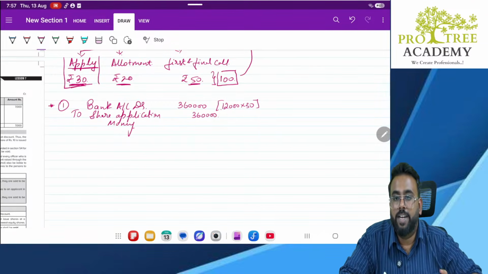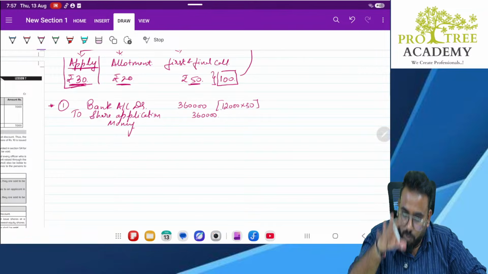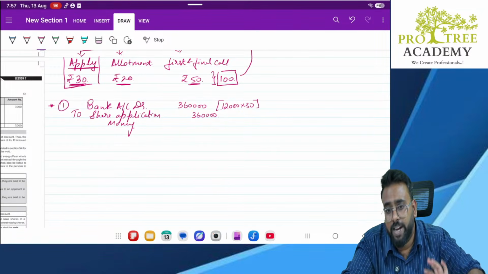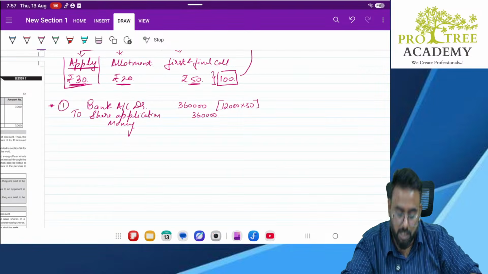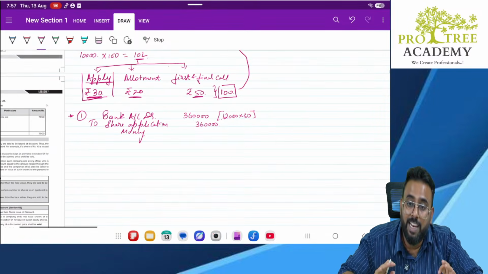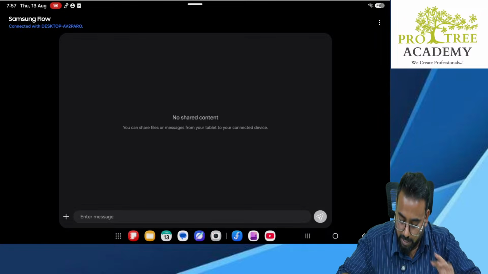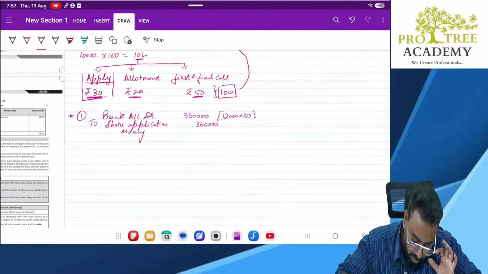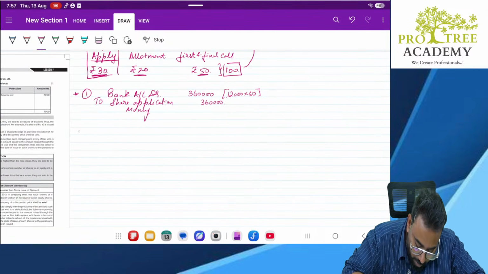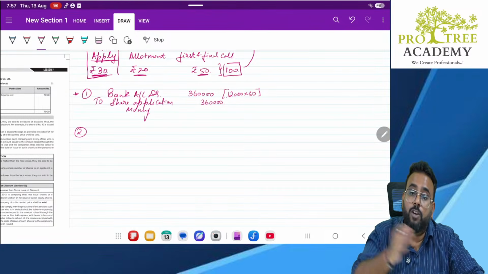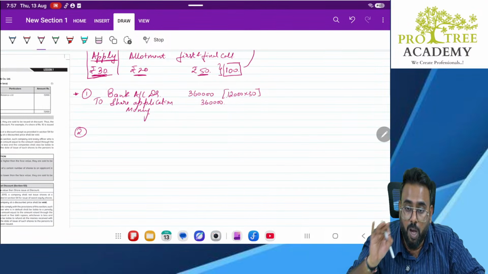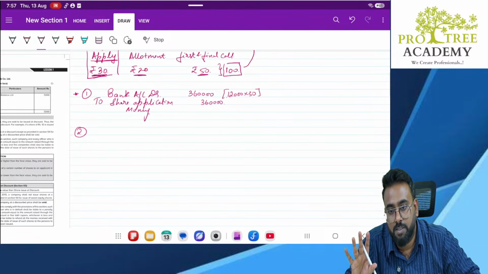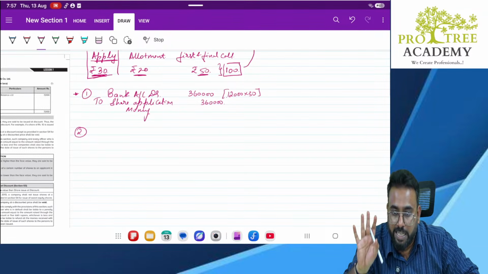Sir, but you are issuing only 10,000. Correct, I am issuing only 10,000. But whoever is interested will apply. So how many were applied? Sir, it was applied for 12,000 shares. So how much money was received? I received 3,60,000, at 30 rupees per share. Correct, sir, 3,60,000. Next. You allotted to how many, sir? Sir, I allotted only 10,000 shares.